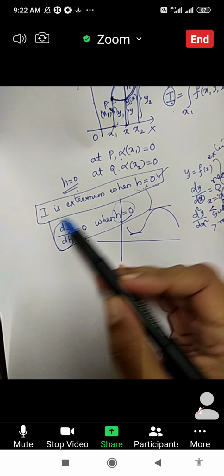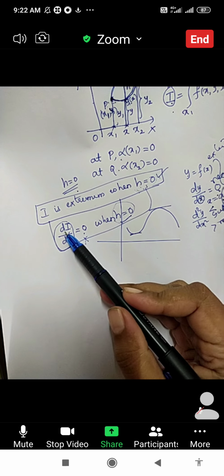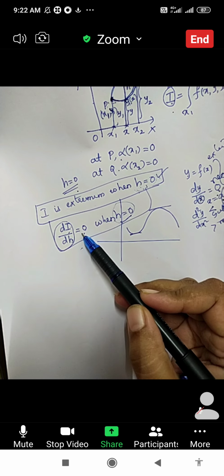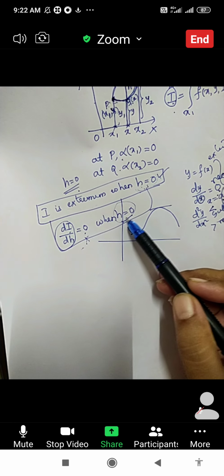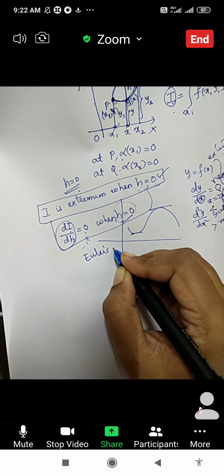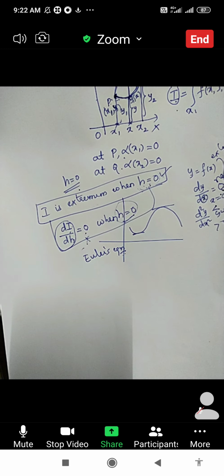So here we are going to find derivative of I with respect to h, and we are going to equate it to 0 when h equal to 0. If you take like this, you are ultimately going to end up with Euler's equation. Okay, so all the construction part, everything is being given. I'll just read out.